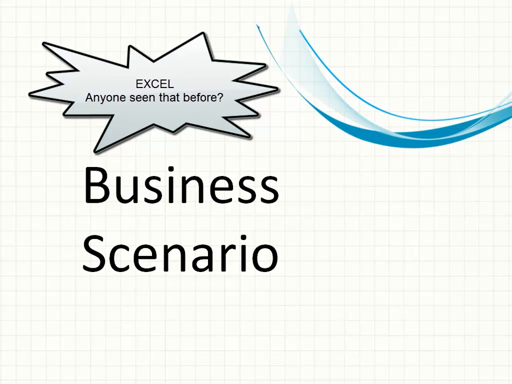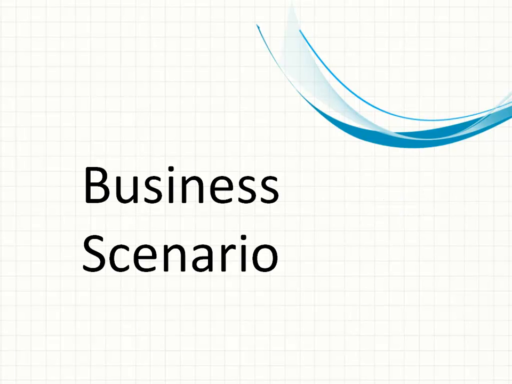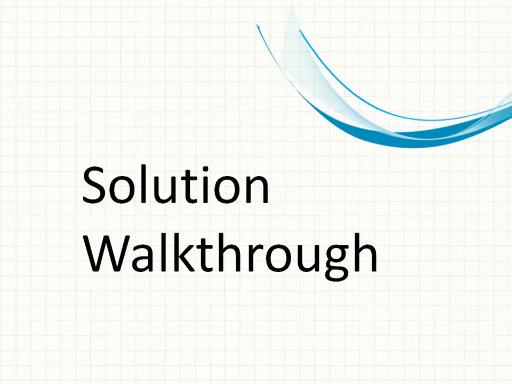It is hard for Bowl for Buddies to know when donor information is incorrect, when a donor has not paid, or at any given time how many different donors still owe Bowl for Buddies money. So this scenario is, how can Bowl for Buddies look at improving this process to make it more repeatable and make it easier for them to know the outstanding donations? With that, let's get to the solution walkthrough.